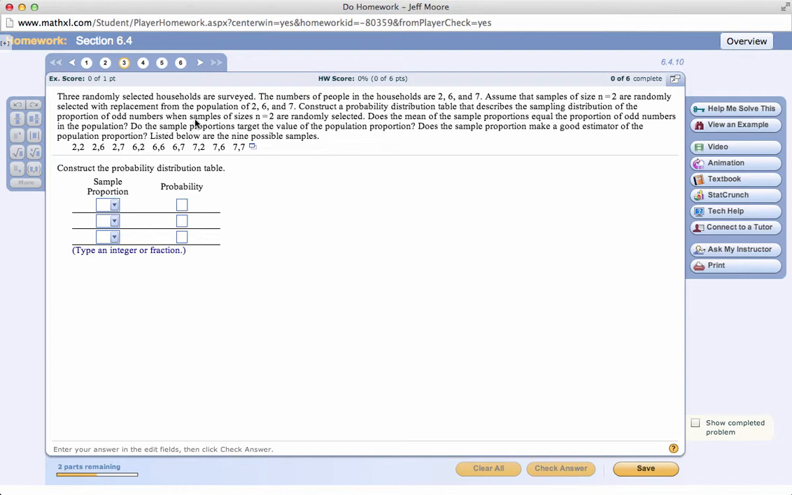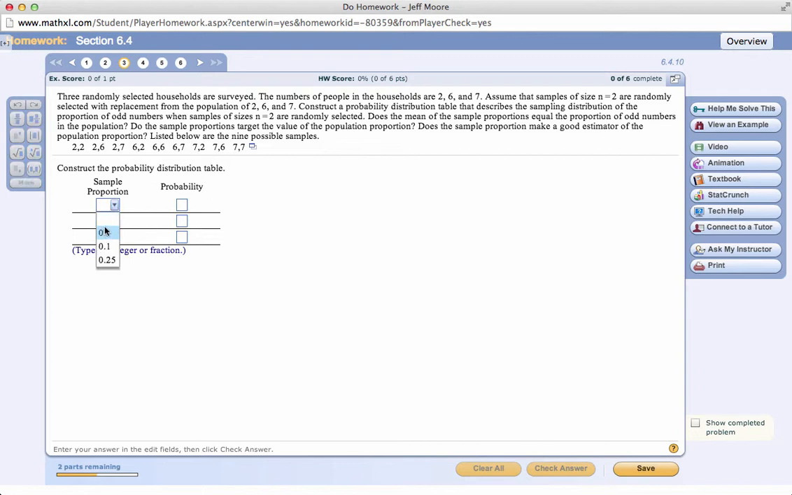So the key thing here is to construct a probability distribution table that describes the sampling distribution of the proportion of odd numbers. So we need to look at each of these samples and decide what proportion of the numbers are odd. In the first one, 0 out of 2 are odd. In the second one, 0 out of 2 values are odd. In the third one, 1 out of 2 values are odd. And then we have 0 out of 2, 0 out of 2, and on down here. Actually, in this one here that's 7 and 7, we have 2 out of 2, so 100%.